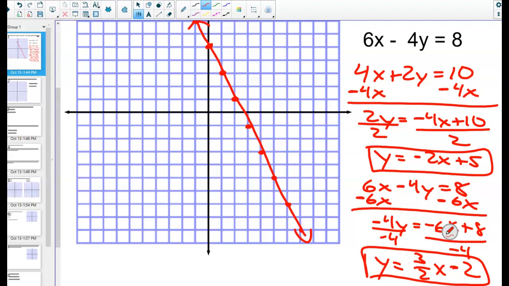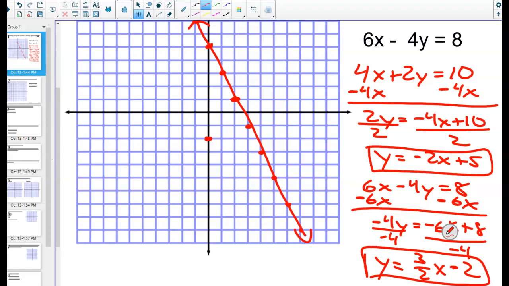We need to know a negative slope is going this way. We need to know that. We need to know a positive slope is going to go this way. So negative 2 is my y-intercept. Okay. And now I am going up 3, 1, 2, 3, right 2. I'm looking for that point of intersection.